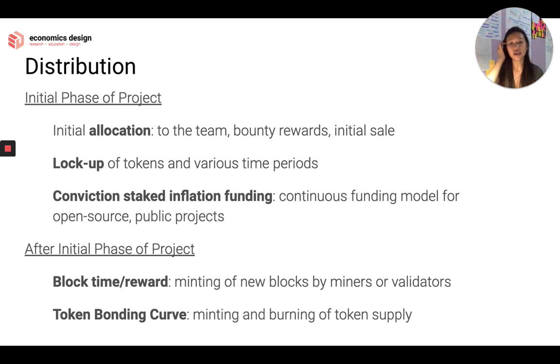And the other time period that we want to look at is just right after the initial phase. So between the initial phase and mass adoption, that period of just understanding what the market is like. So we also want to look at block time, block reward, and minting new blocks: what is the reward, what is the time taken, so that we can understand the distribution of it, and token bonding curves. We talked about that last session, the minting and burning of new token supply.